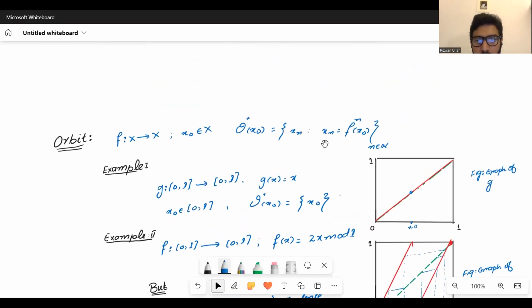So let's go back a little bit and see what an orbit is. You have a map from a space X to X. I'm not specifying: you can think of X as a topological space, as a metric space, as a measure space. For any initial condition x naught, the orbit associated to that point x naught, and I'm dealing with only the forward orbit, is the sequence or the set that we get from the forward images of that point.